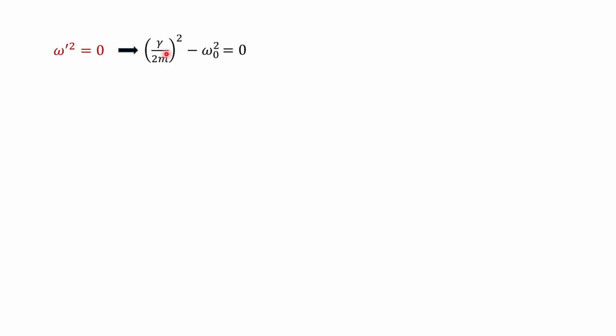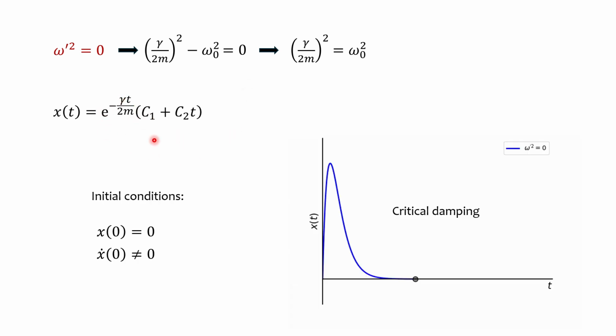The second case is when the expression under the square root is 0. This happens when gamma over 2 times mass is equal to omega 0. In this case, the solution is still exponentially decaying. The solution can be written in this form.